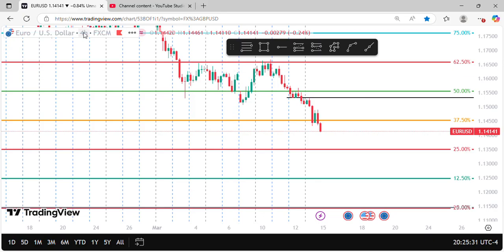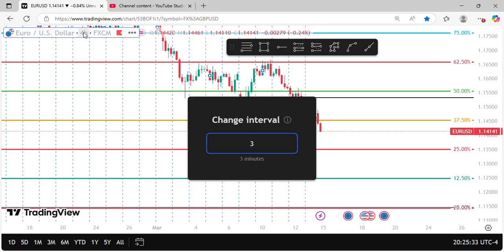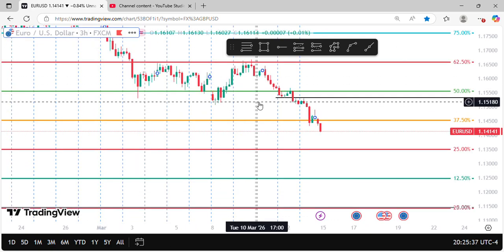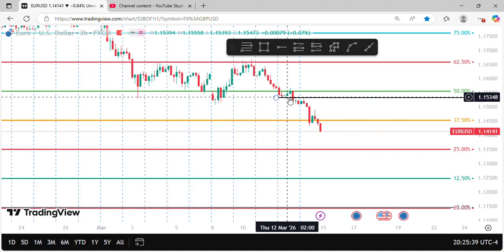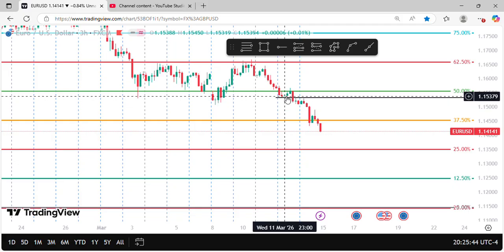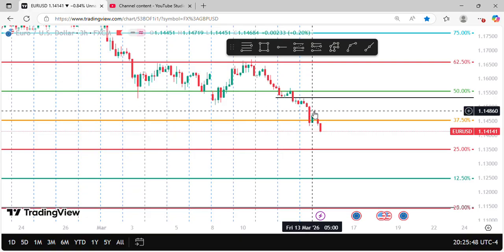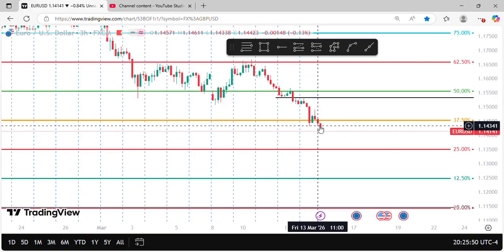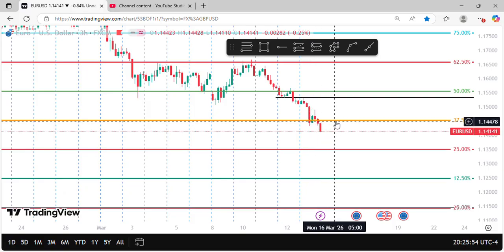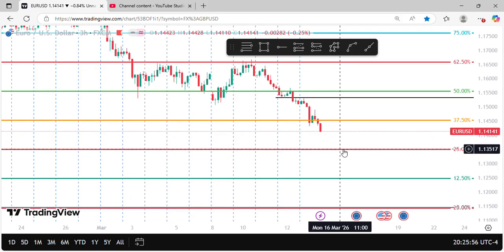Okay, so let me move into the 3-hour and have a look. You see how over here price was resisted from the 50, created this order block here, we tapped into the order block, ran lower, created this fair value gap, ran lower. Now we have this order block here. Should price make a retracement up, we'll be looking for sales to the downside.